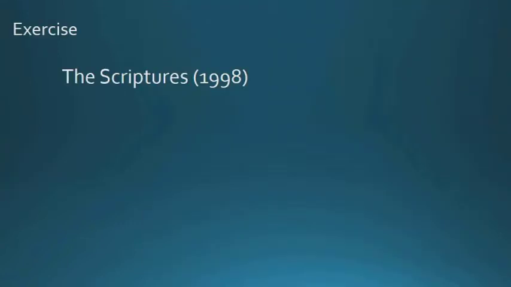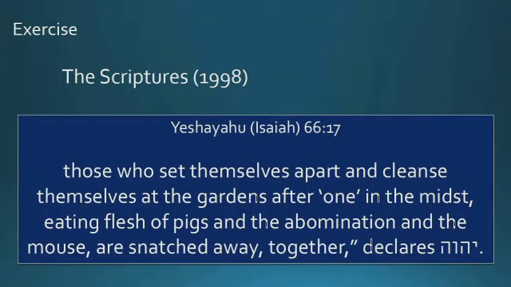All right, let's get going. What I want to do is look at several versions of scriptures to see what each one of them is saying about my target verse here. So here we have the Scriptures, the 1998 version of it, and I think the newer one says about the same exact thing. And it says, "Those who set themselves apart and cleanse themselves at the gardens after one, in the midst, eating the flesh of pigs, and the abomination, and the mouse, are snatched away together, declares Yahweh."